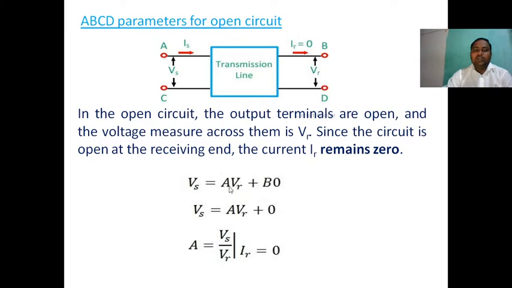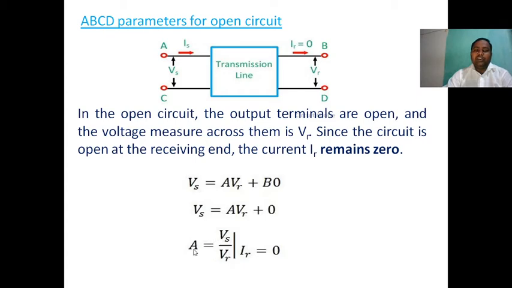So Vs is equal to AVR plus BIR. What happens here? The receiving end current IR is equal to 0. Substitute in BIR, IR is nothing but 0, so Vs becomes AVR. So constant A is equal to Vs by VR when IR is equal to 0.